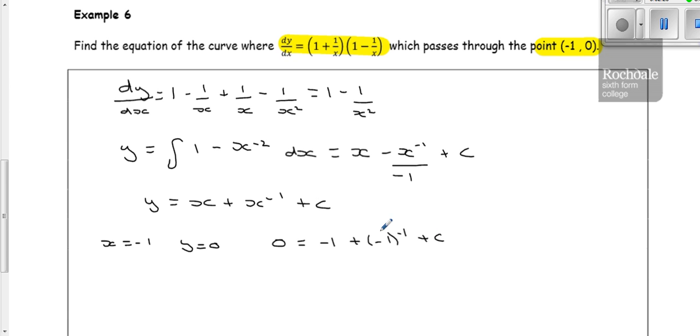Remember, power of minus 1 is just dividing. So when we're looking at this to the power of minus 1, that's the same as saying 1 divided by minus 1. We're just taking it to the denominator. So we've got minus 1 plus c. This is minus 2. Add it to the other side. c is equal to 2.